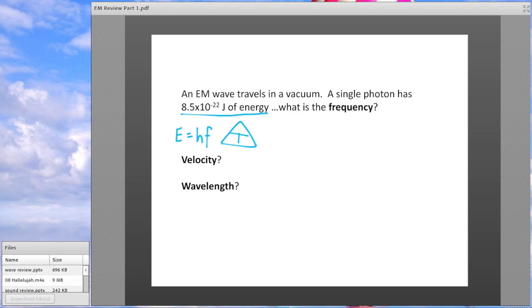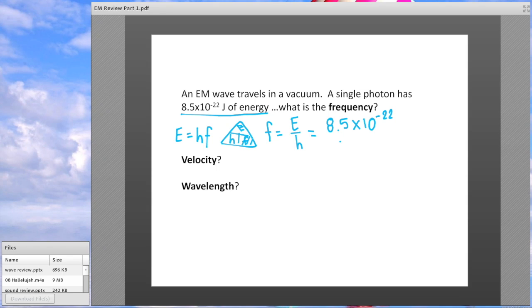And then I think there's one more math problem they had. Yeah. And so this is the last type of math problem that they have on the test. You may not get all 3 of these. You may just get one of these 3 pages when you take it. So, an electromagnetic wave travels in a vacuum. A photon has 8.5 times 10 to the negative 22 joules of energy. What is the frequency? So for this one, we're kind of doing it backwards.